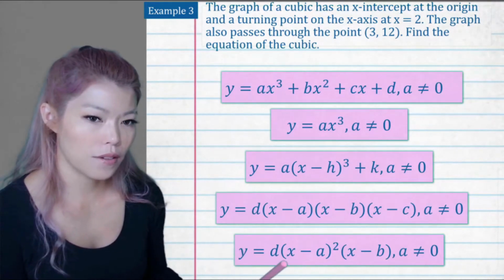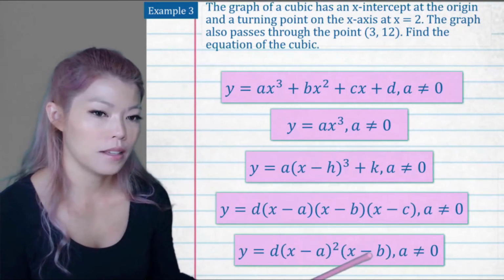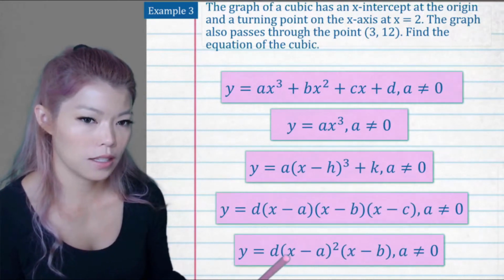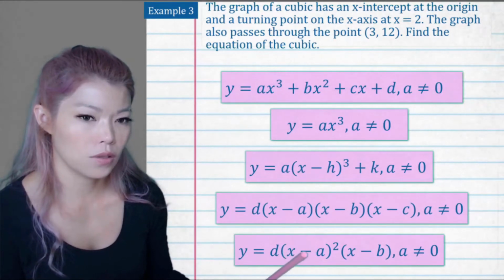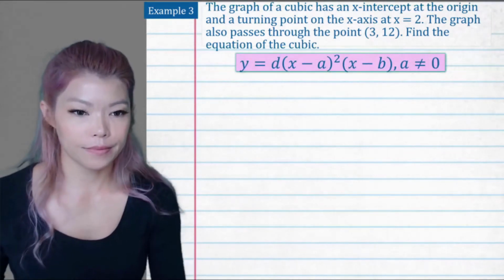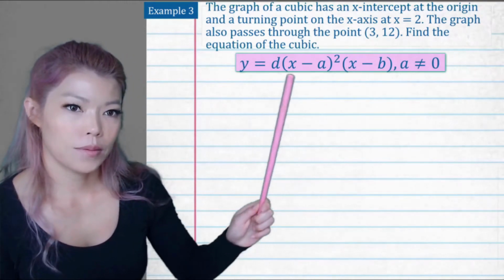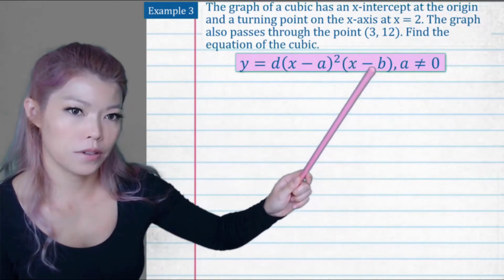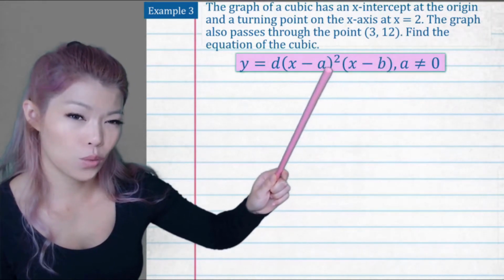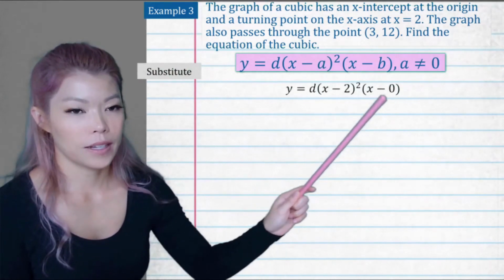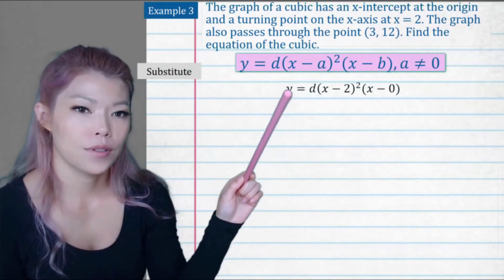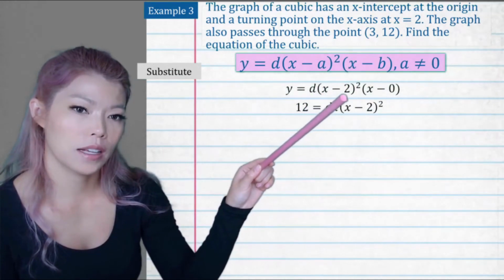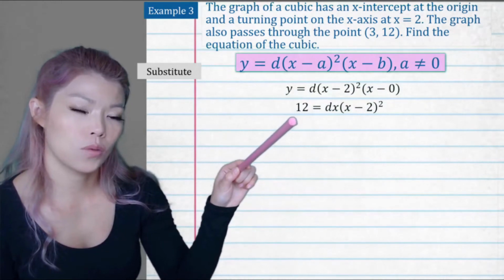So we're going to use a variation of this, where b is 0 because it's going through the origin, and the turning point is the value at x equals 2, so a will be 2. So let's substitute: the x-intercept at the origin means b is 0, and the turning point is 2, so the one with the square will be 2. Let's plug that in, and now we have to find what d is by substituting the other point in, (3, 12). So wherever you see x, we'll put 3. Wherever we see y, we'll put 12.